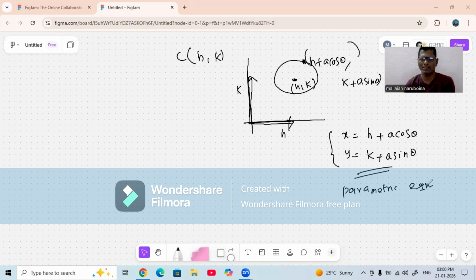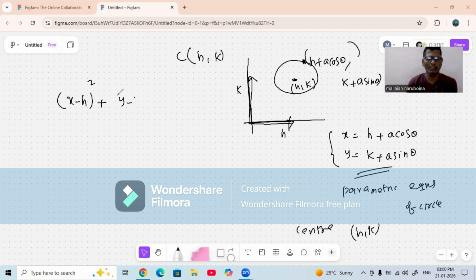Parametric equations of a circle when the center is (h, k). From this we know (x − h)² + (y − k)² = r² when the center is (h, k). This is the standard form of the circle equation, right? You know this. Now you can compare this.